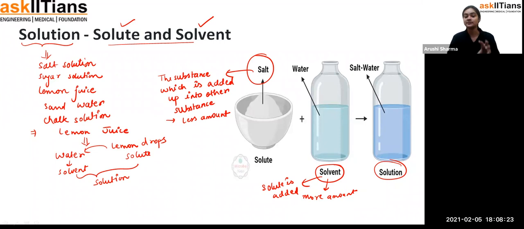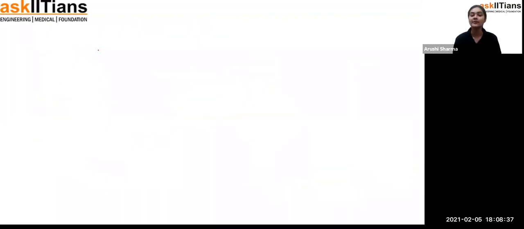The solute is something which you are going to add into the other substance, so we call it the solute. And the solvent is something in which you are adding the solute, we call it the solvent. Fine student, now you got the point about the solution? Good. Now I have one question here.